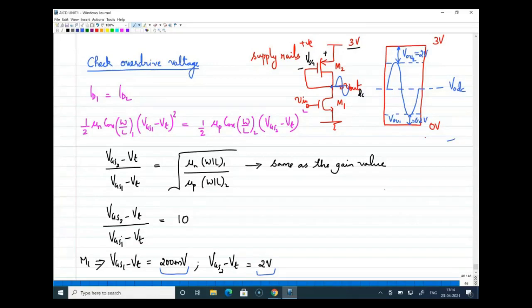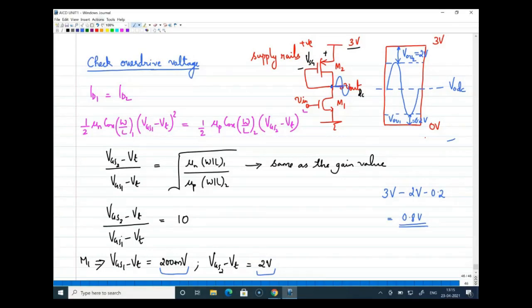Now if I assume a 3 volt supply, from the 3 volt I have to deduct these 2 volt and 0.2, and what I am left with is only 0.8 volt. So I can get a maximum of only 0.8 volt peak to peak when I use the circuit as an amplifier for a 3 volt supply, assuming that the overdrive voltage is only 200 milli.